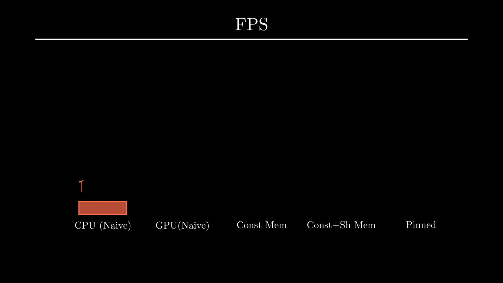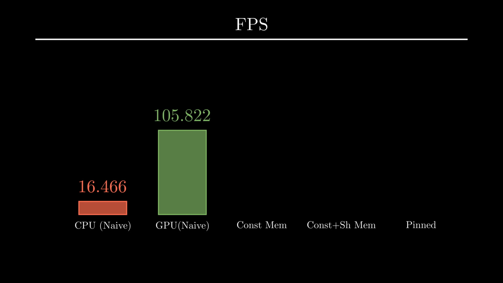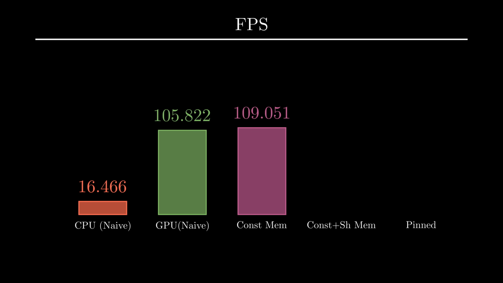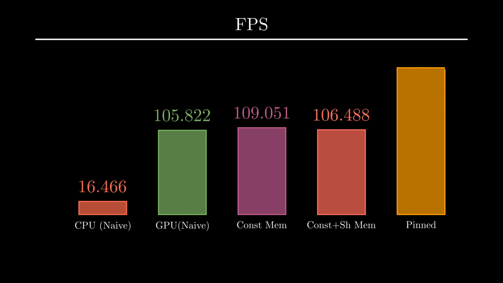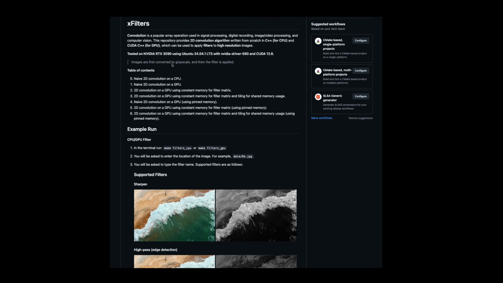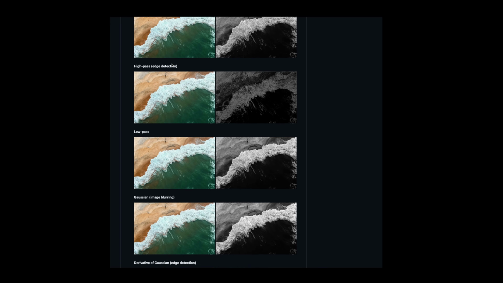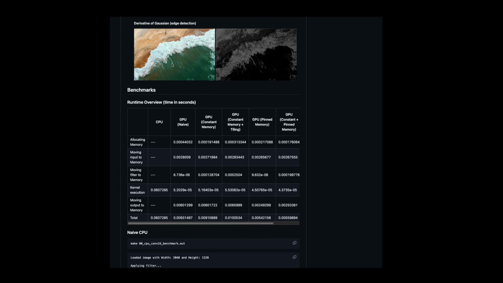Putting everything together in one place, it is evident that the naive GPU code can speed up the application significantly. Another interesting thing I learned is that constant or shared memory does not guarantee a speed up. Using pinned memory provided a boost, and learning about it was fun. You can check out the code on GitHub and even use it to apply filters to your own images. I provided support for 5 filters, and the application returns benchmark for every run.